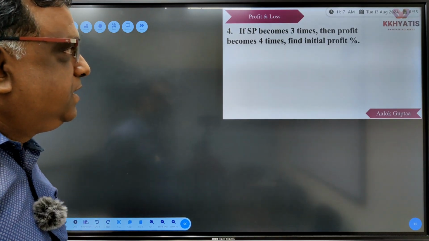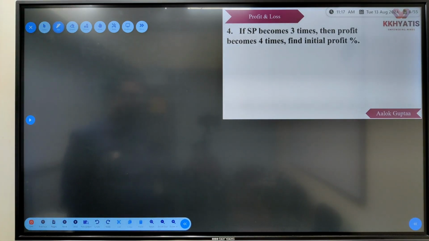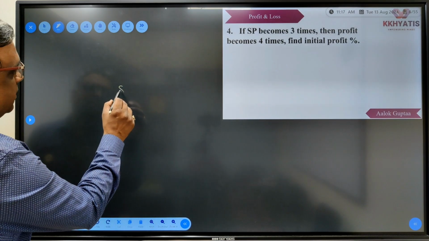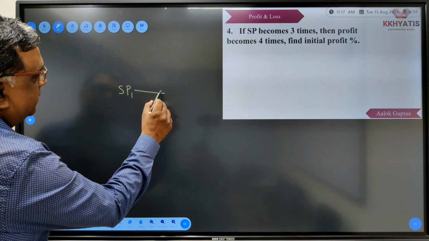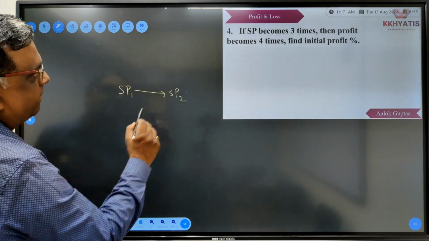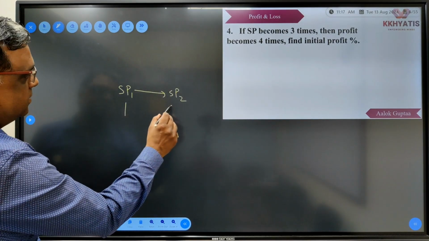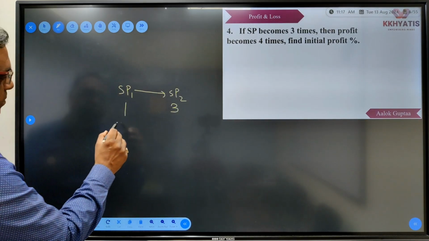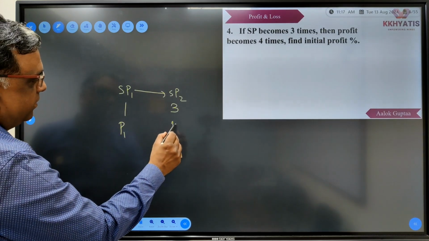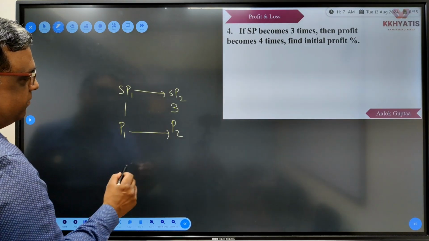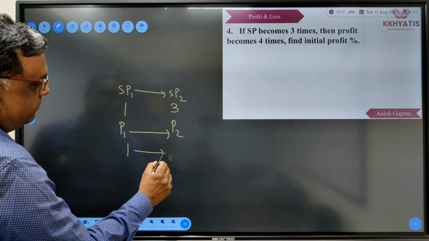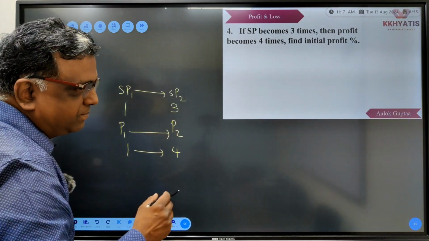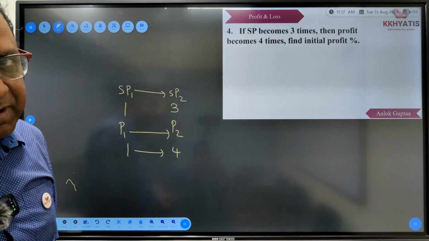If SP becomes 3 times, then the profit becomes 4 times. Find the initial profit percentage. So I am being told SP1 and SP2. SP1 was 1, so SP2 became 3. Then profit 1 and profit 2. So profit became 4 times, so 1 became 4. Now obviously the difference between the selling prices should be equal to the difference between the profits.